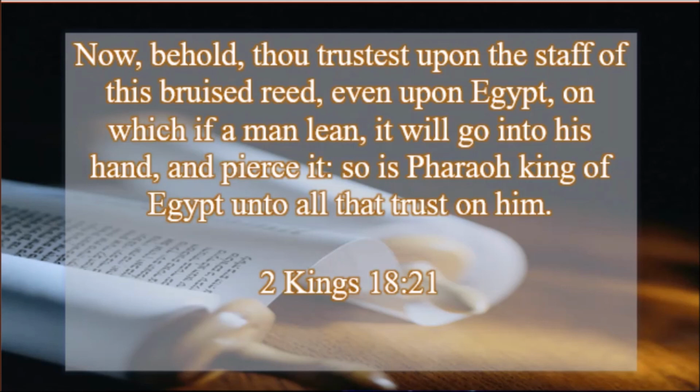Now I said earlier we were going to come back to the scripture because I was going to show you something else in the scripture that I want to get into, not at that time, but now. We read the first part of this about trusting upon the staff of the bruised reed, and we understand that is speaking of Pharaoh, king of Egypt. But look, if you read on here, it says, which if a man leans upon that reed, it'll go into his hand, speaking of the reed, and pierce it. So is Pharaoh, king of Egypt, unto all that trust in him.